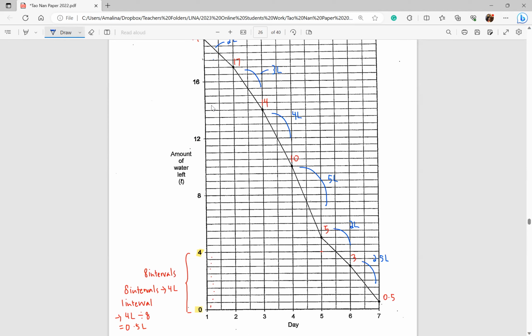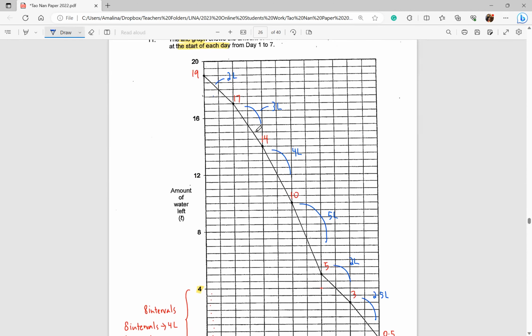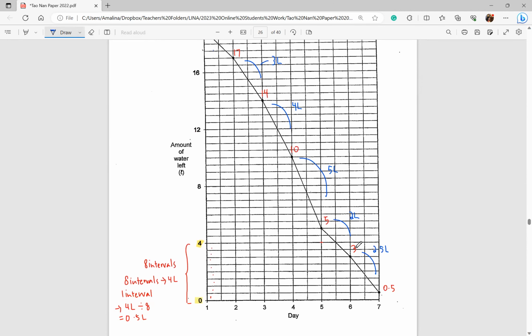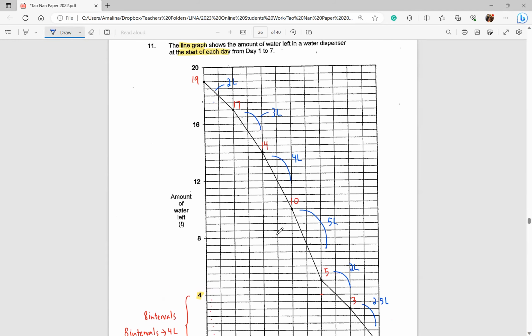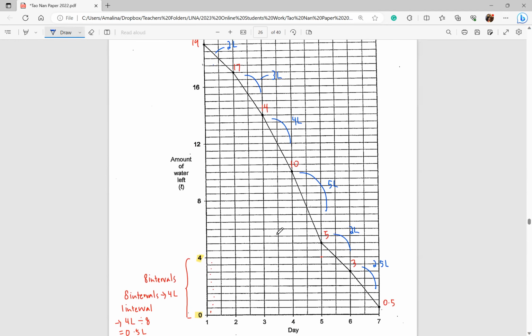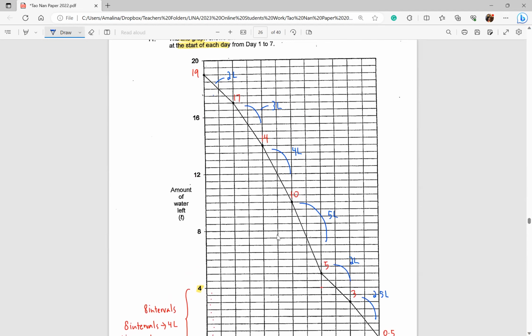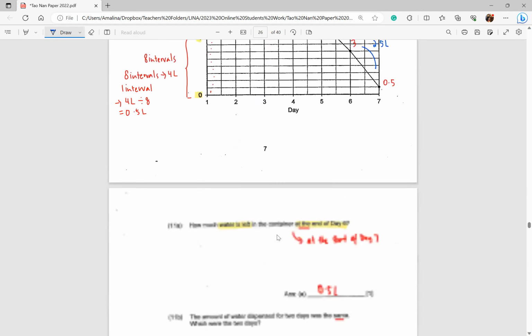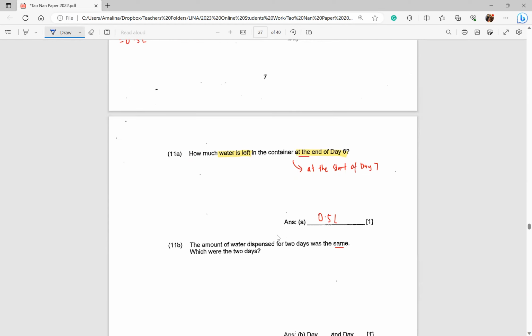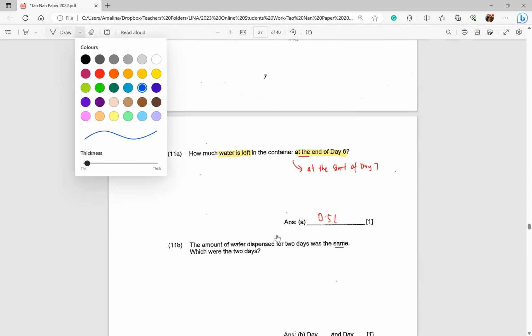So if I want to find which 2 days dispense the same amount of water, it must be between my day 1 to day 2 and my day 5 to 6. So which are the 2 days? Your day 1 and day 5. Okay, so this and this one. Here, day 1 and day 5. Change this back to my red.